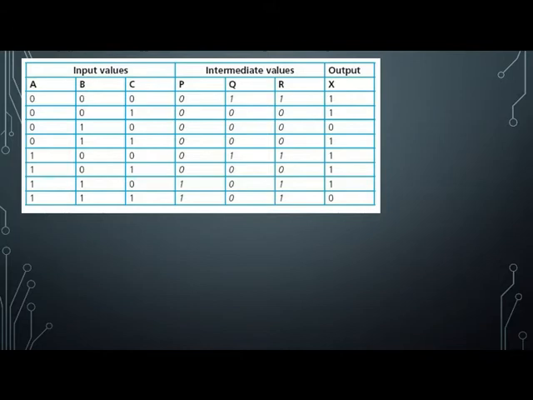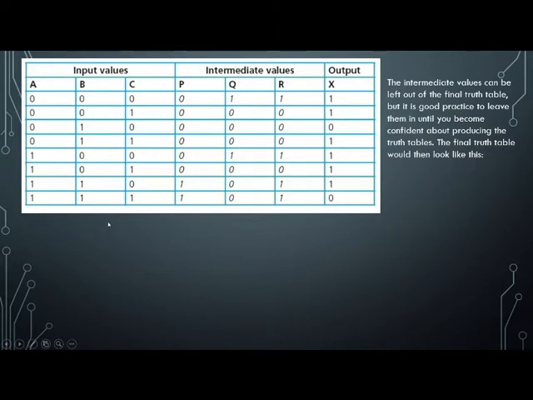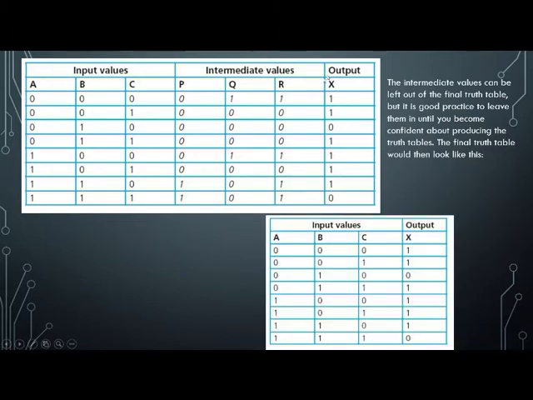This is the total final view of intermediate and output, and the final will be the three inputs and the final output X. You will not write the P, Q, R values. You will skip them because they are the intermediate values.